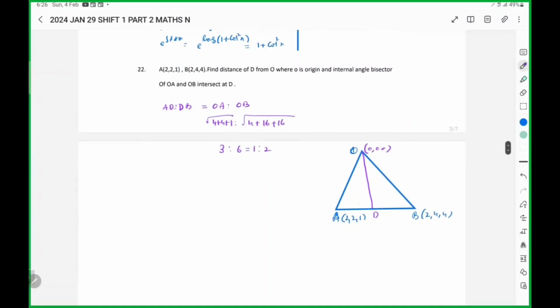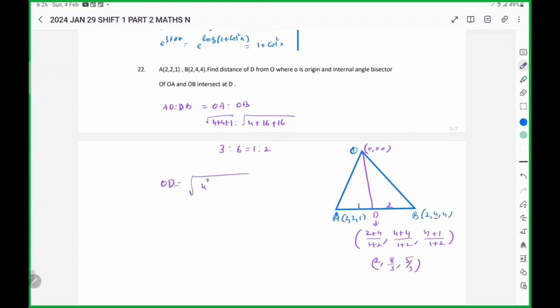Then by the section formula, (2 plus 2 into 2) by 1 plus 2, (1 into 4 plus 2 into 4) by 1 plus 2, (1 into 4 plus 2 into 1) by 1 plus 2. This point is 6 by 3, 8 by 3, 5 by 3. Then he is asking the distance OD, the length of the internal angular bisector.